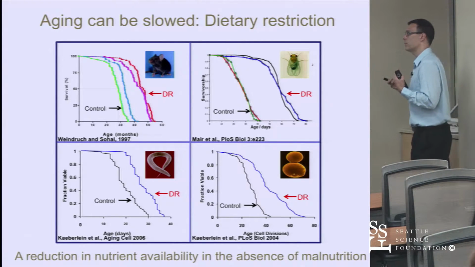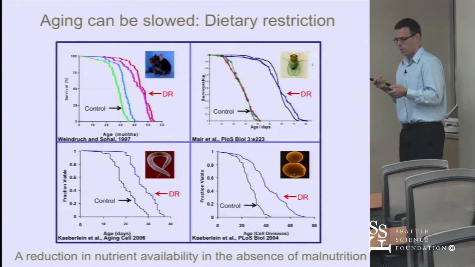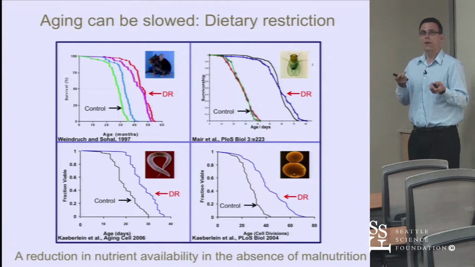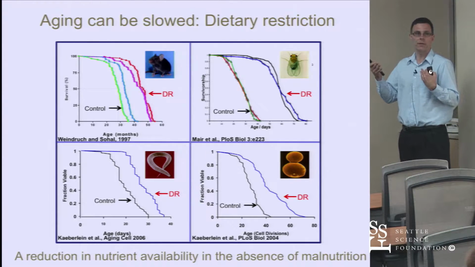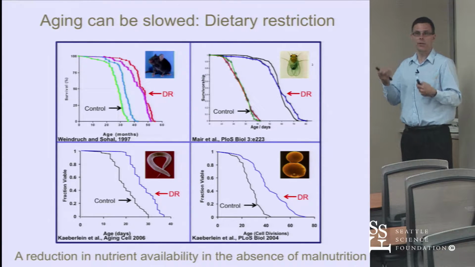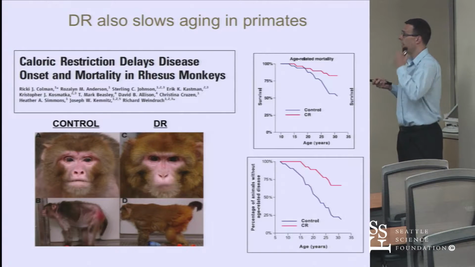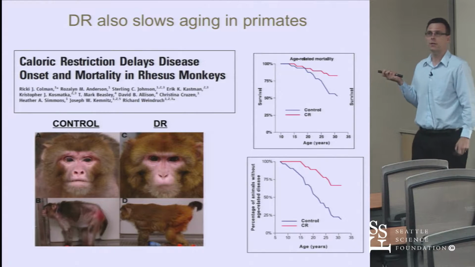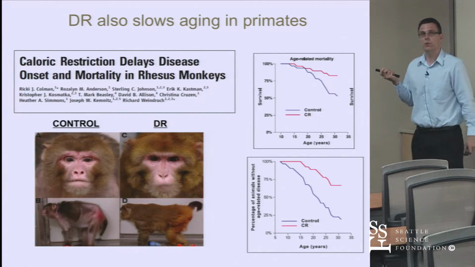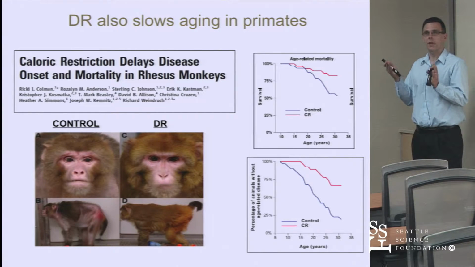And in more complicated animals where they show signs of aging, it really seems to be the case that not only is lifespan extended, but health span, or the period of life spent in relatively good health, is also extended. And that can really be seen in non-human primates like rhesus monkeys, where dietary restriction has also been shown to extend both lifespan and health span.